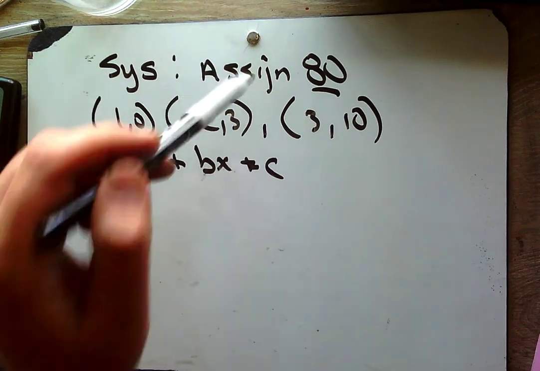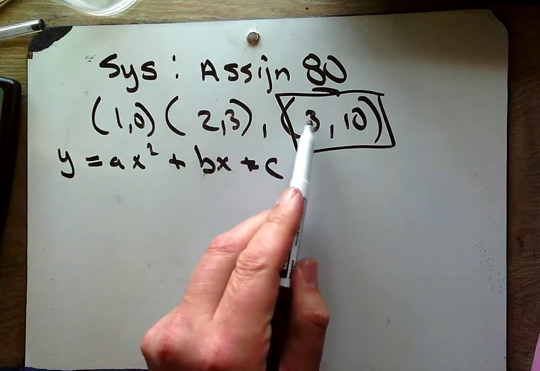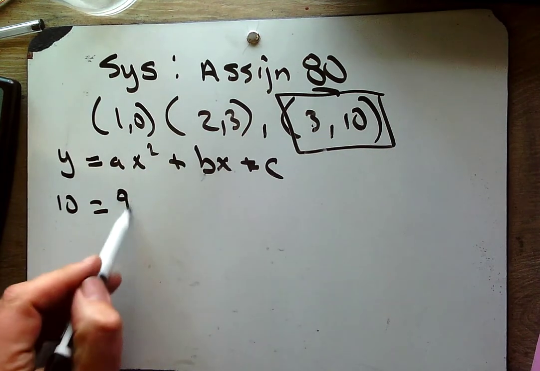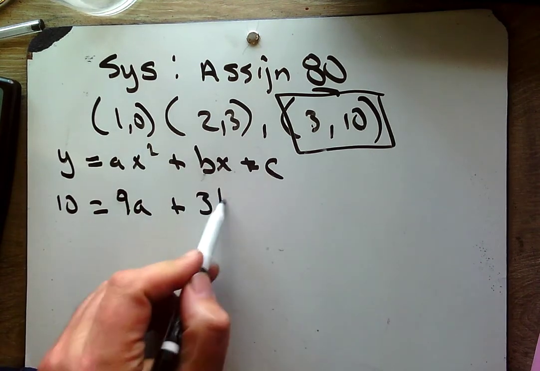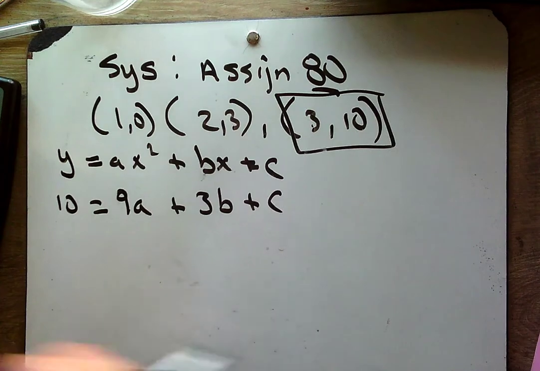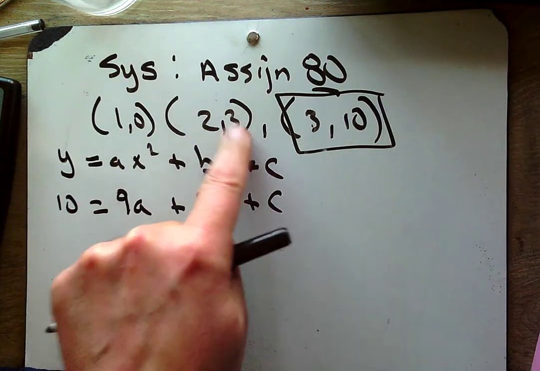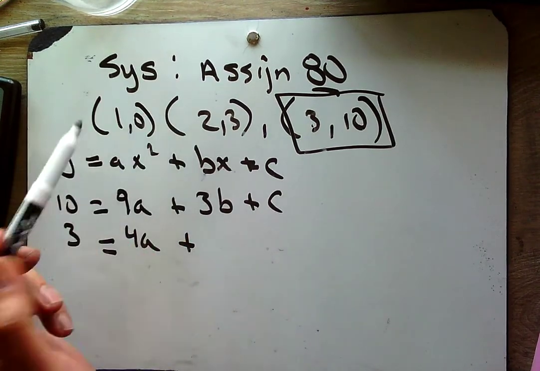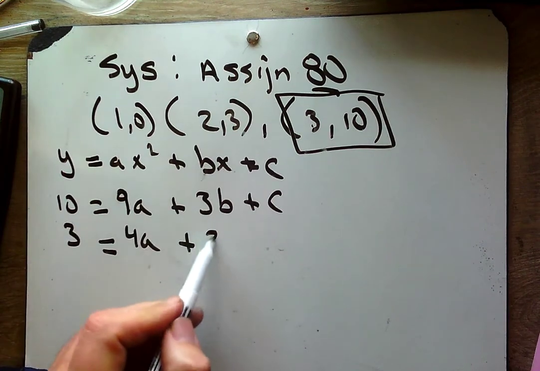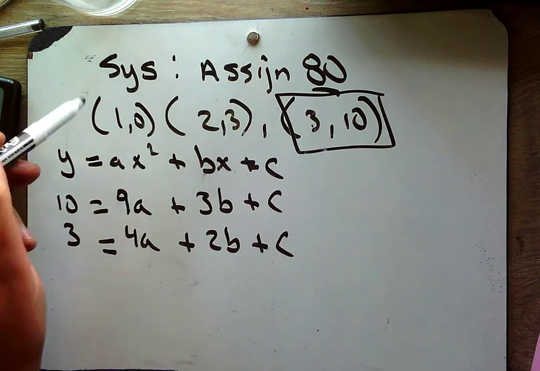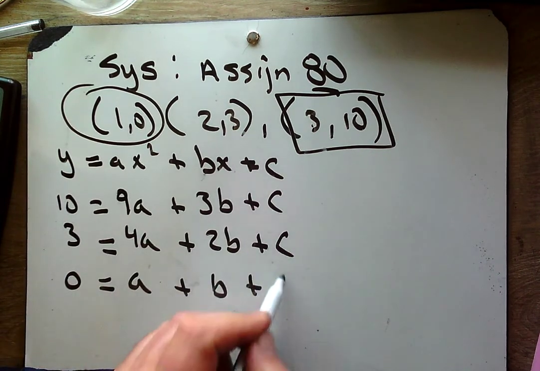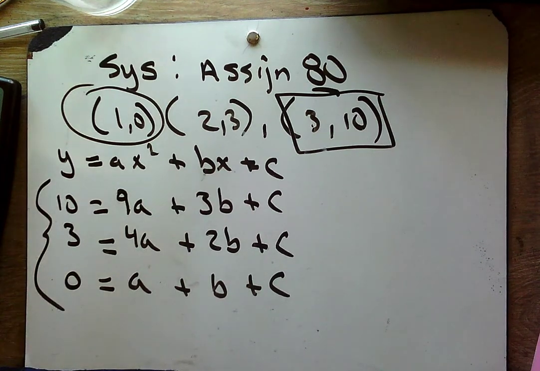How? Well, I'm going to start by plugging in an ordered pair for x and y. 10 equals, x is 3, 3 squared is 9a, plus 3b plus c. I'm going to do that for each of these points. I'm going to plug in a 2 for x and a 3 for y. 2 squared is 4a plus 2b plus c. And finally, I'm going to use this ordered pair. 0 equals a plus b plus c. And look what I have. Isn't that nifty? A three-variable system.